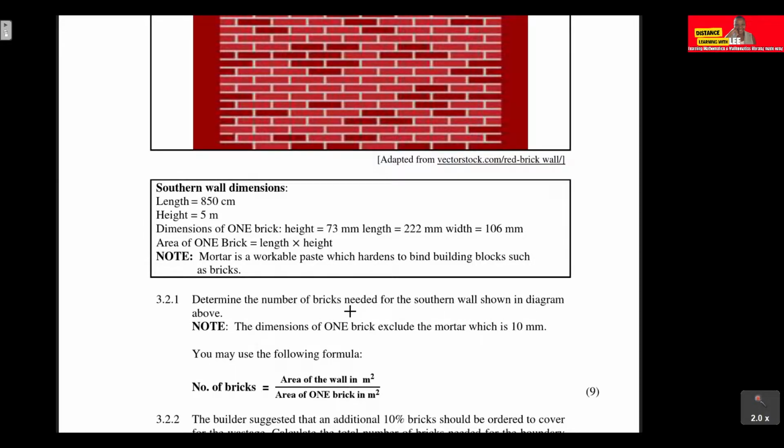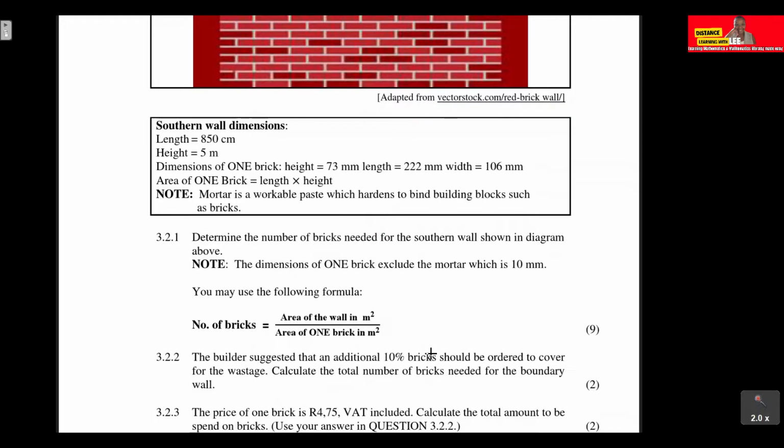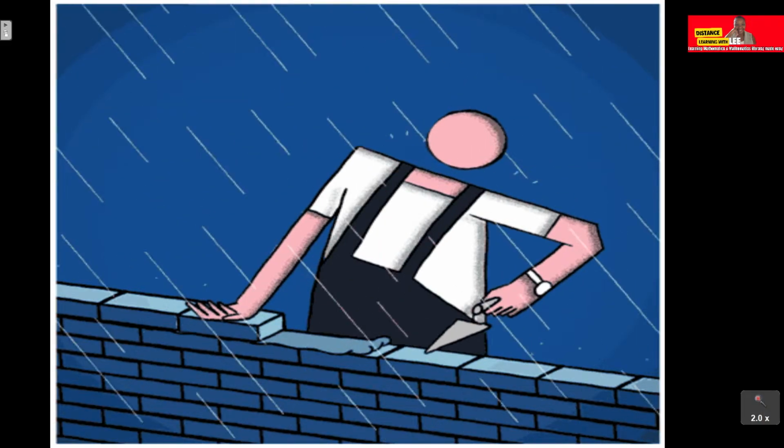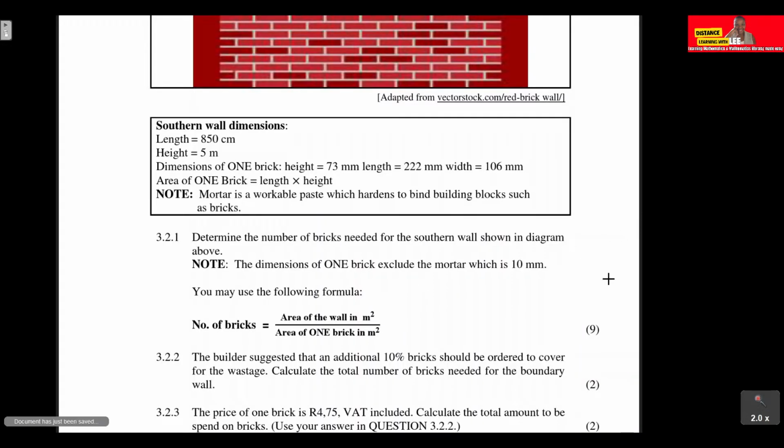So let's have a look at question 3.2.1. It says, determine the number of bricks needed for the southern wall shown in the diagram above. We need to note the dimensions of one brick exclude the mortar, which is 10 millimeters. And you may use the following formula. So we want to determine what this question is asking from us, which is to determine how many bricks we would need to build a particular wall of a certain area.